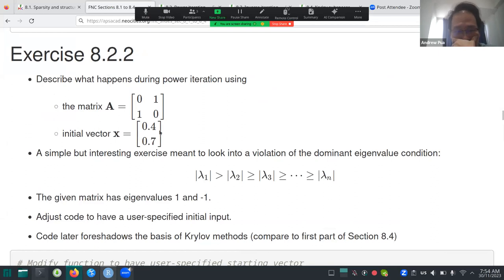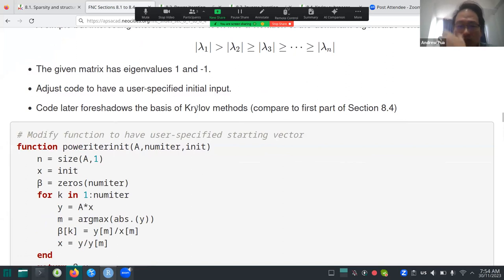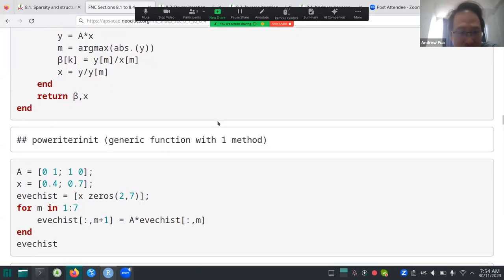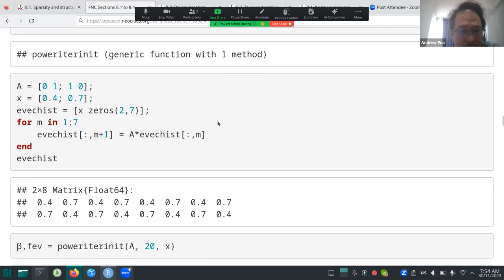what is happening in this context, the code that you will see actually foreshadows the Krylov methods, at least the core idea behind Krylov methods. So what I did here was to look at the history of the eigenvectors that were generated at each iteration. And what happens is that the eigenvector sort of flips here and there. Yeah, that's essentially what's happening here.